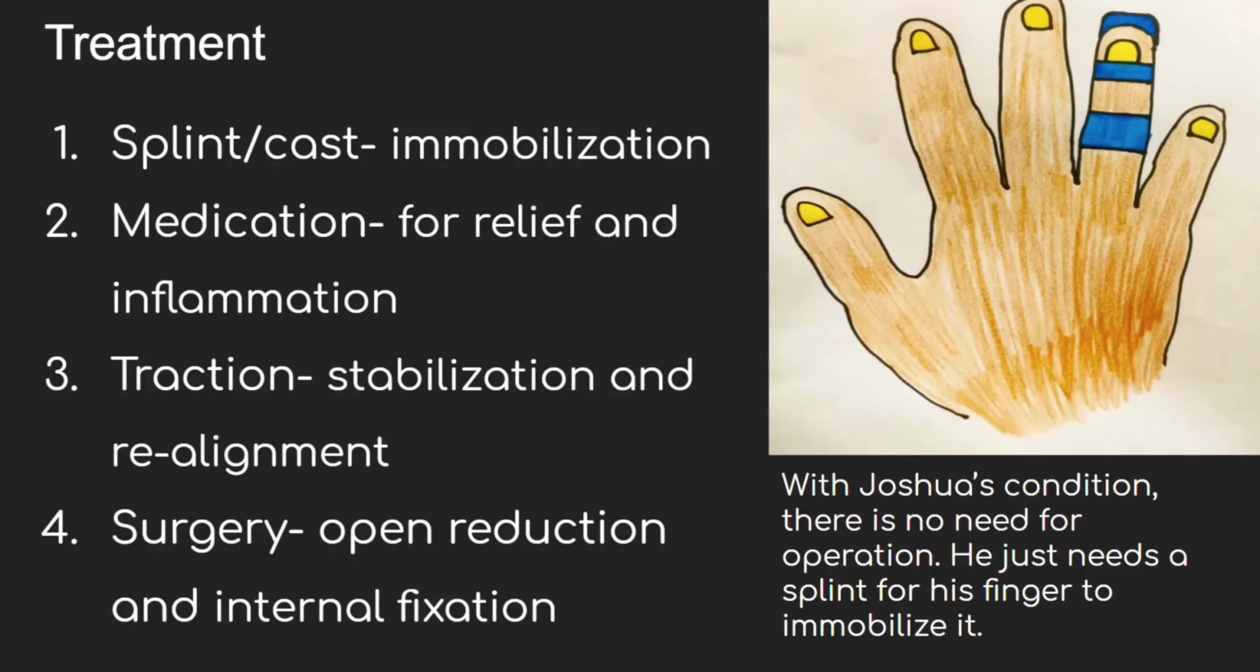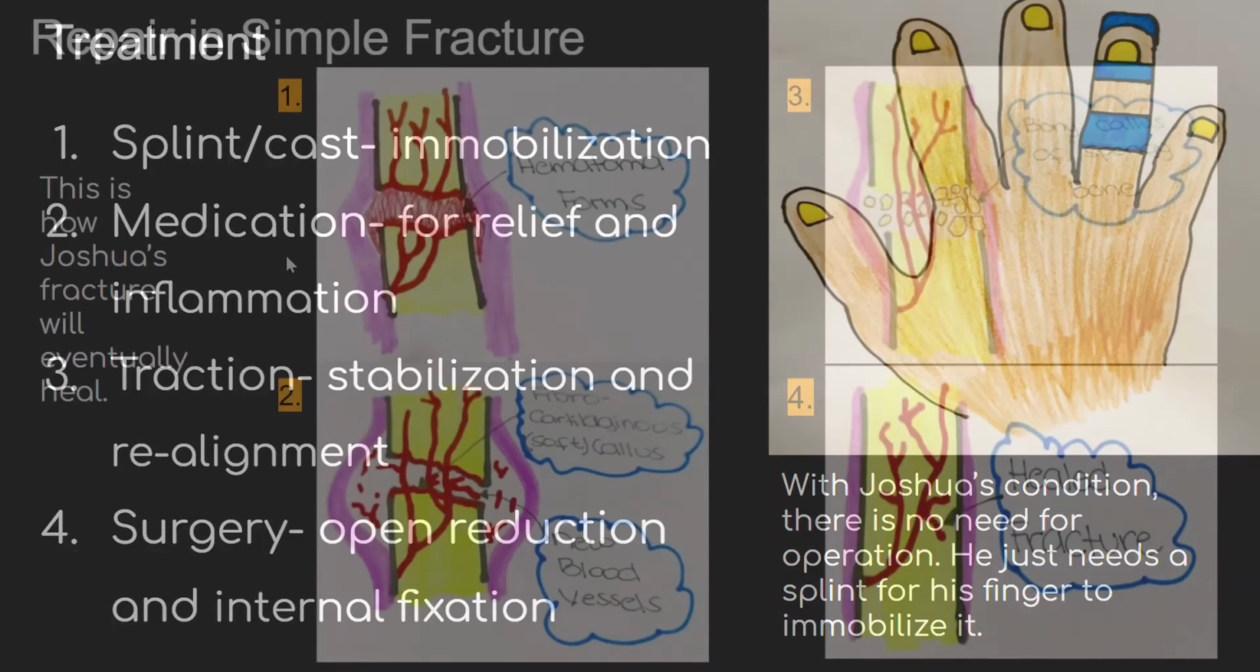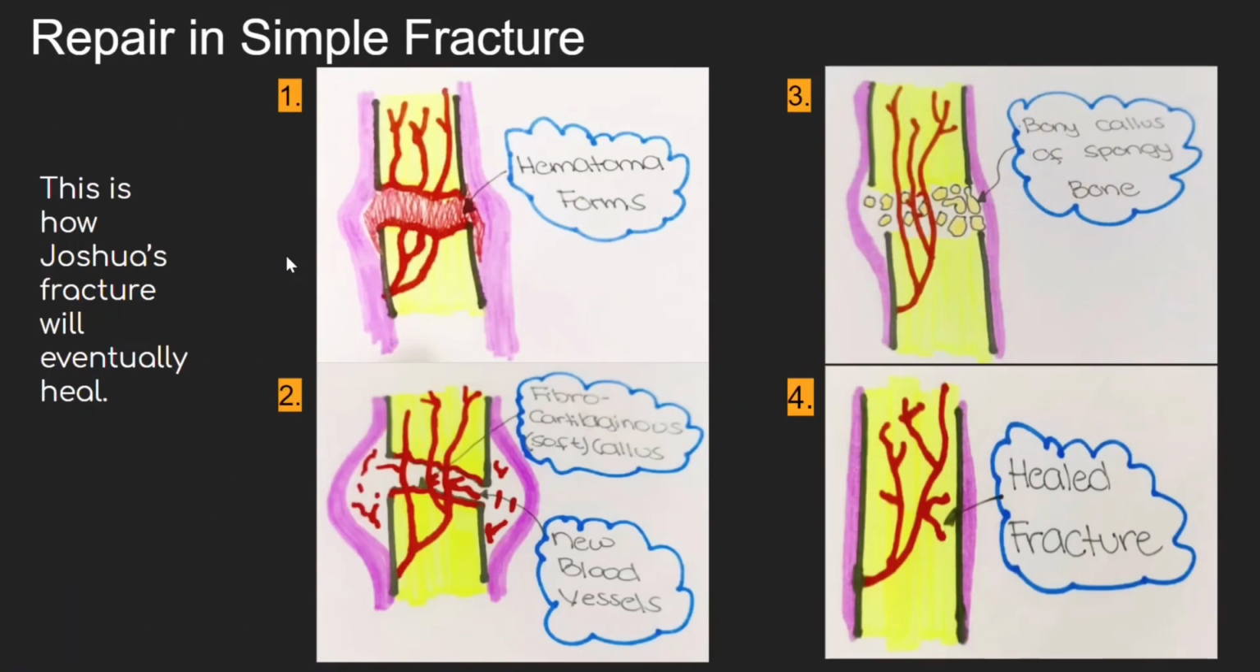So with Joshua's condition, there is no need for operation. He just needs a splint for his finger to immobilize it. Bones will eventually heal themselves, and with a simple fracture like in Joshua's case, the bone will be healed in these 4 major stages. The first one is the formation of hematoma, where blood clots occur at the site of the break, while phagocytes will begin to kill any germs or bacteria that might have gotten into the fractured area.